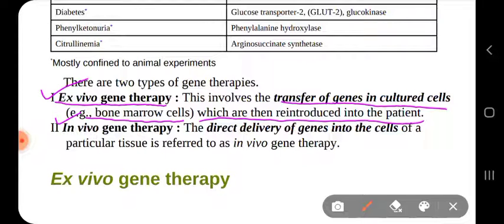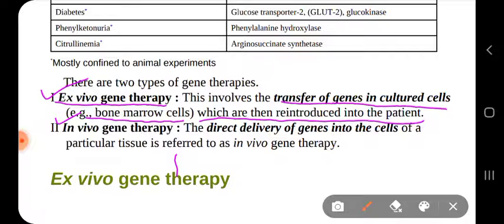So, simply, what we do in ex vivo gene therapy is we use selected tissues from the patient. We isolate those selected tissues, and then we culture those cells in the laboratory, and then we transfer the gene into those cultured cells, and we test whether it is getting expressed or not in those cultured cells, and then we reintroduce those tissues into the patient.